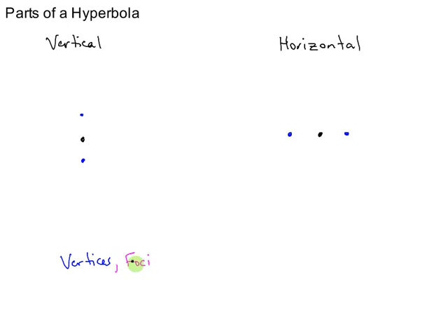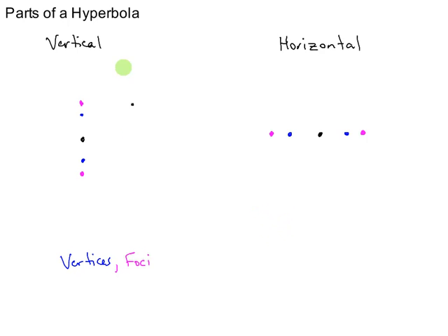Unlike an ellipse, the foci are further away from your center. They're not inside. They're further away from your center than the vertices. They're not inside the vertices. And you'll see why this is true in a moment.